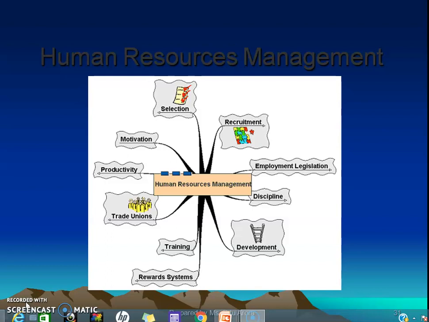Next in the series, I am starting with a session on rewards management and compensation management.